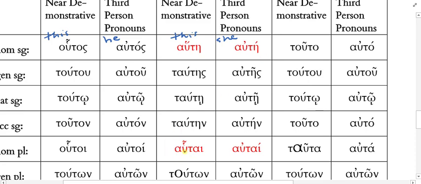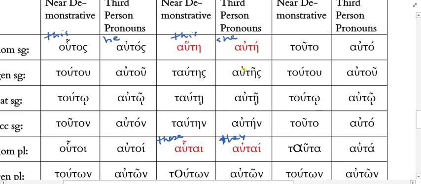All right. And then over here, we have one more possibility. All of the letters are identical. It's just a matter of difference of breathing and accent. Hautai is these, feminine plural. And autai, with a smooth breathing, it's not she, it's they, but it's a female they, accent on the second syllable. Okay, aside from those two places, you should be able to tell the difference.